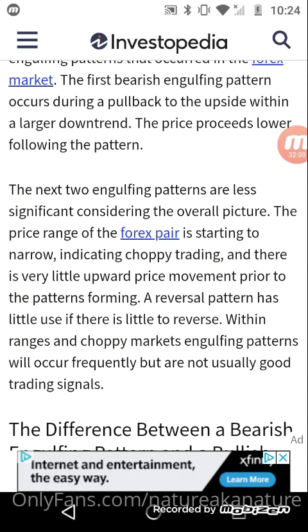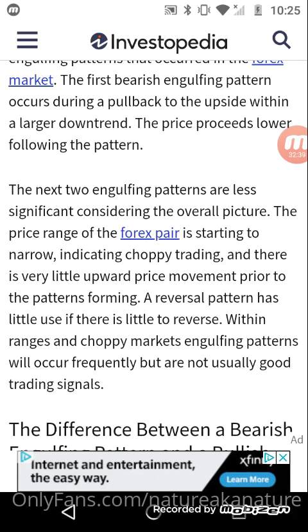So the difference between a bearish engulfing pattern and a bullish engulfing pattern is that these two patterns are opposite. A bullish engulfing pattern occurs after price moves lower and indicates higher price to come. The first candle in the two candlestick pattern is a down candle. The second candlestick is bigger. So the two patterns are opposite. The bullish engulfing pattern occurs after price moves lower, right? And it indicates higher price to come.